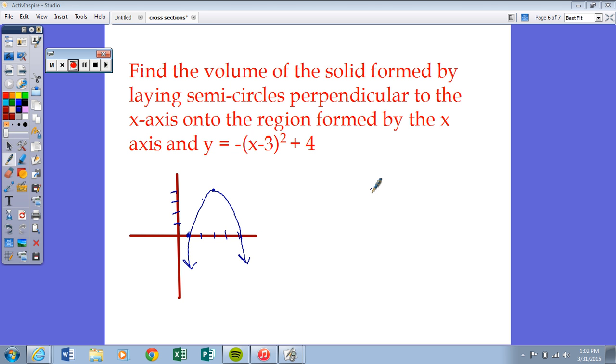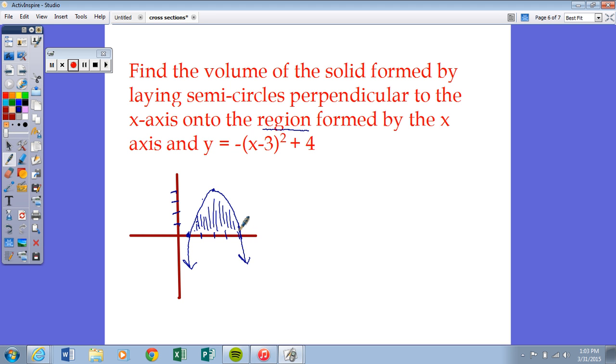So here's an example. Find the volume of the solid formed by laying semicircles perpendicular to the x-axis onto the region formed by the x-axis and the graph y equals negative (x minus 3) squared plus 4. So here's a graph of the parabola in question, and we need to bound it by the region formed by this and the x-axis. So it's talking about all of this, and we're laying a bunch of semicircles this way, up and down. And I know that because of this terminology, perpendicular to the x-axis. So we're laying them up and down.